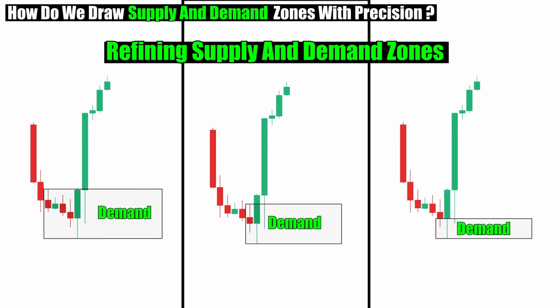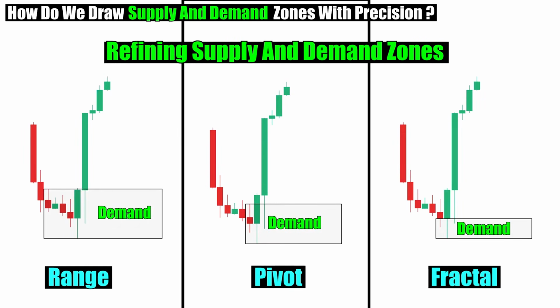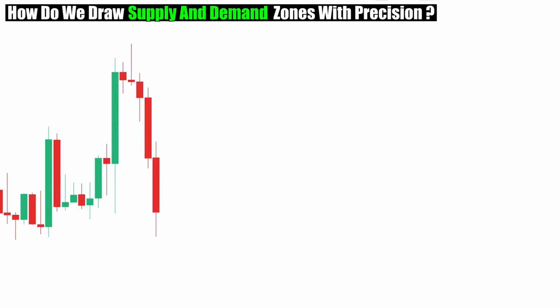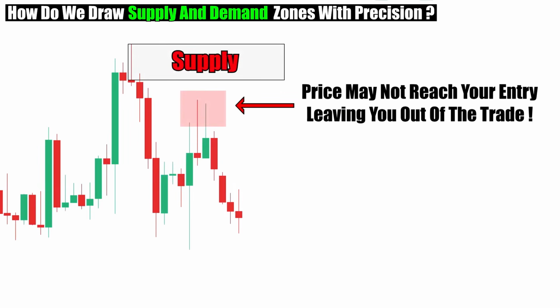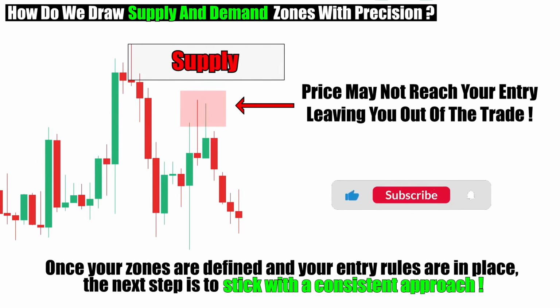In some cases, you can refine a large range zone down to a pivot zone or even to a fractal zone, which might just be a wick. The more refined the zone, the tighter your stop loss can be, increasing your potential risk to reward. But here's the trade-off. More refinement increases the chances that price might not reach your entry, leaving you out of the trade. So there's a balance between precision and practicality.